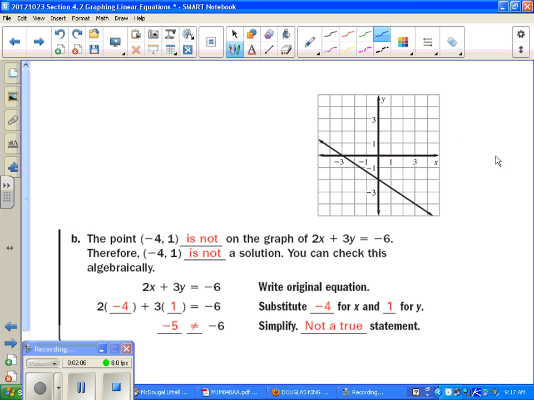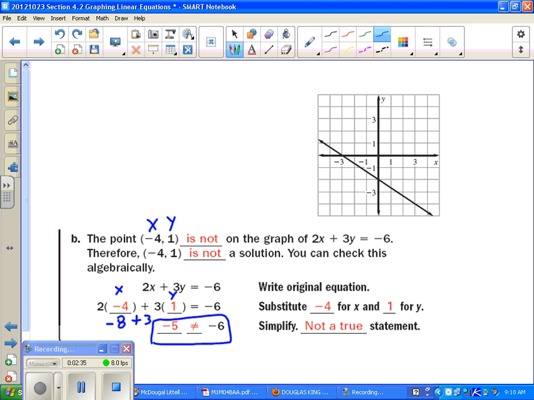The second one was (-4, 1). Again, x is -4 and 1 is y. It's not a solution because when we plug them in, -4 in place of x and 1 in place of y, 2 times -4 is -8, and 3 times 1 is +3. So -8 plus 3 gives you -5 equals -6. That's not a true statement. -5 is not -6, so it's not a solution.